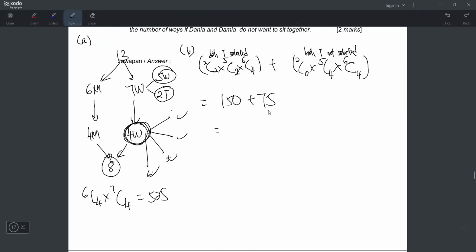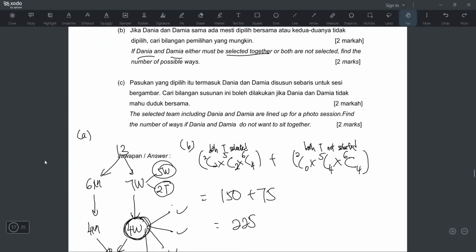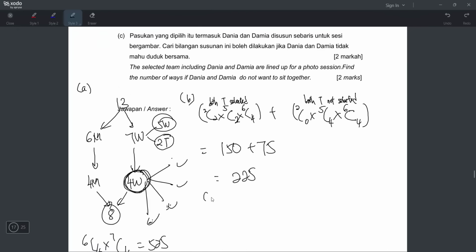Okay, so 150 plus 75 is 225. Yeah. Okay, done, right? Yeah, finished. Okay, let's finish the last part. C. The selected team, including Dania and Damia, are lined up for a photo session. Okay, this one confirm use permutation. Because when you line up for a photo session, the order becomes important already. The arrangement matters. Yeah, the arrangement matters. So now suddenly you have to do P already. Okay, find the number of ways if Dania and Damia do not want to sit together.